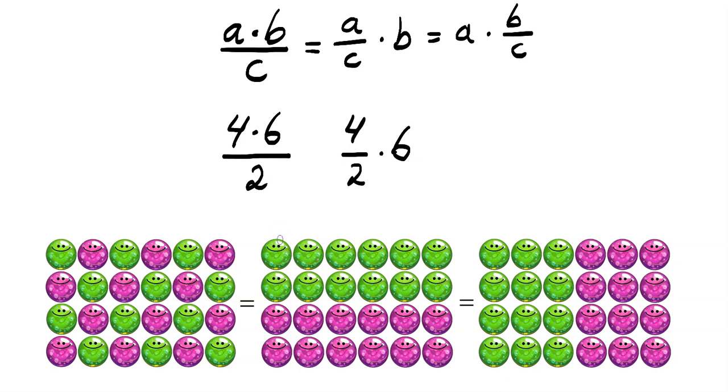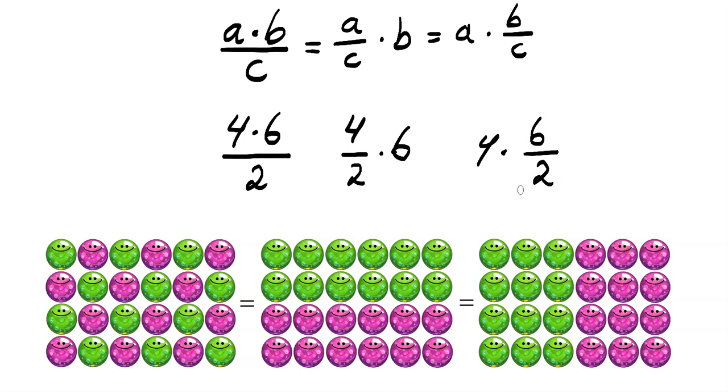Alternatively, instead of dividing up each column, we can divide up each row. And we have 6 balls in each row. And if we divide up in two parts, then we get 6 divided by 2. That's 3. So we have 3 here and 3 here. And we have 4 rows. We divide up each row. So we get a contribution of 6 divided by 2 from each row. So we have 4 rows, and from each row we get a contribution of 6 divided by 2.